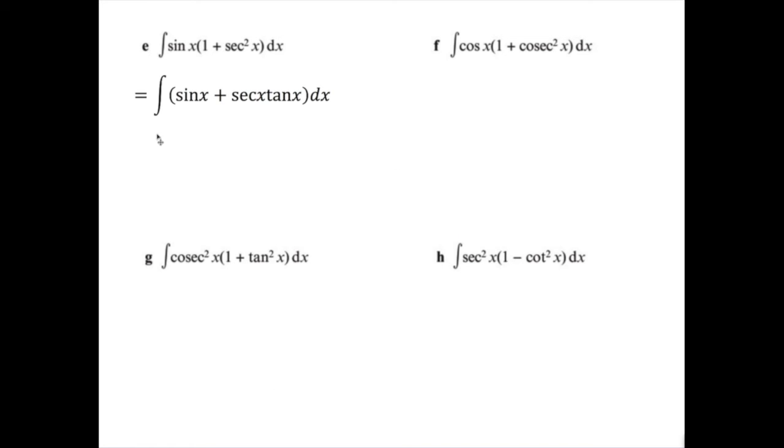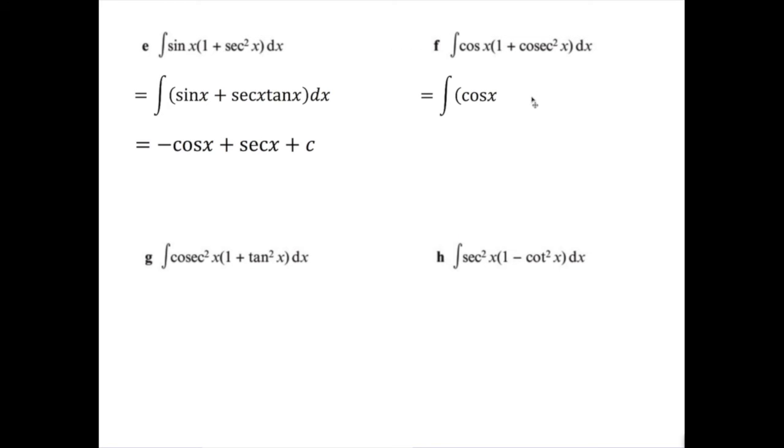Then when you integrate that, hopefully you can do that quite easily. If not, just use the results on page 294 to help you out. So the integral of sin x is negative cos x. The integral of sec x tan x is sec x, and then you've got plus c. And that's that.